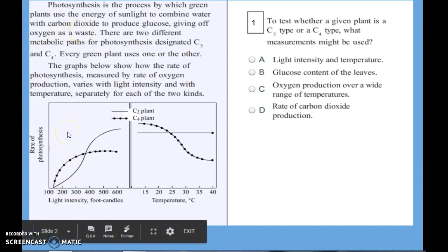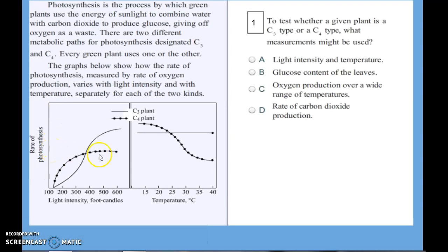It gives us these nice little graphs. This one deals with light intensity. This one deals with temperature. They both show the rate of photosynthesis. And we see the different types of plant. The straight line is C3. The dotted line is C4.